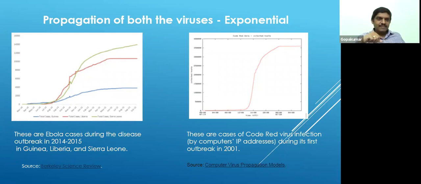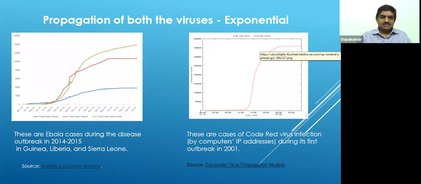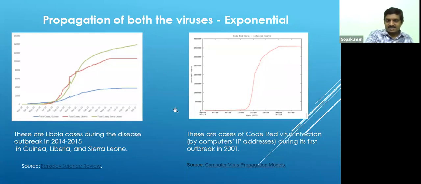This is an example. This is Ebola cases, which shows a trend, and this is a Code Red virus infection. You can see that initially it progresses very slowly, because one person gets infected, then 2, maybe 2 to 4, maybe 5, 6 in the initial period. But after it reaches a particular number, it becomes exponential, exploding to a very high number. We might have heard of flattening the curve and other things. Again, it's very interesting.